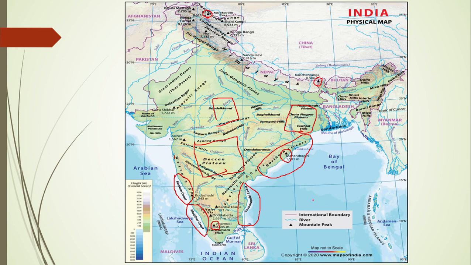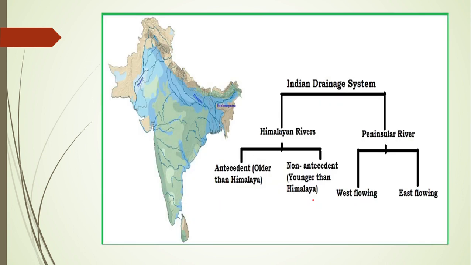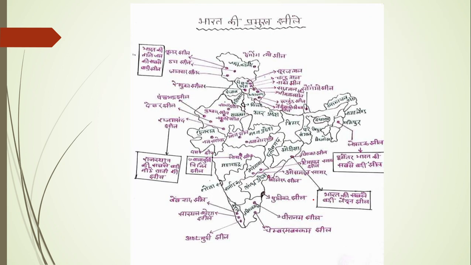Then comes the third chapter, the drainage and lakes. In this map, we are going to see the rivers that flow across states, national capital, union territories, international boundaries. This also shows the major lakes of India. Now in this one, I'm using one map to let you know and understand where these places are, and similarly some others, like here the important lakes of India that we must know. The four are most important that you must know. Rest is only for your knowledge of where all these lakes are.